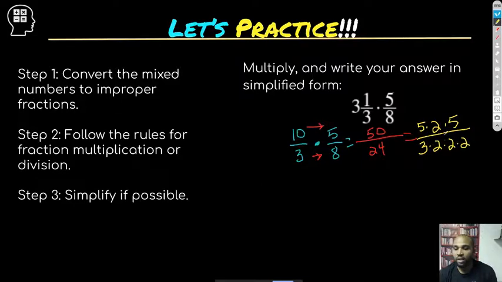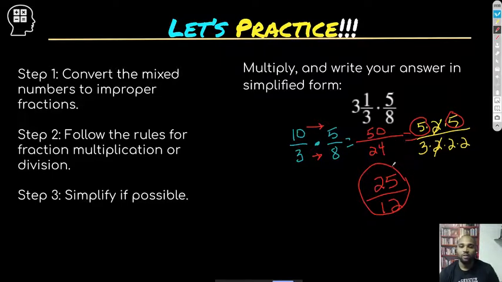All right, so can I cross anything out? Yeah, I have a 2 and a 2 on top. That goes away. But I don't have anything else that I can cross out. Not that I can see right now, at least. So I'm going to do 5 times 5 is 25, because that's all I have up here is 5 and 5. And down here I have 3 times 2 is 6. 6 times 2 is 12. Right there, 25 over 12 is simplified because they have no other common factors by which we can cancel out.